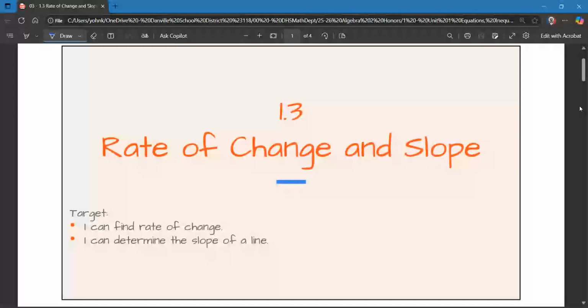Hey kids, welcome to section 1.3, rate of change and slope. Today we're going to learn how to find rate of change and how to determine the slope of a line.